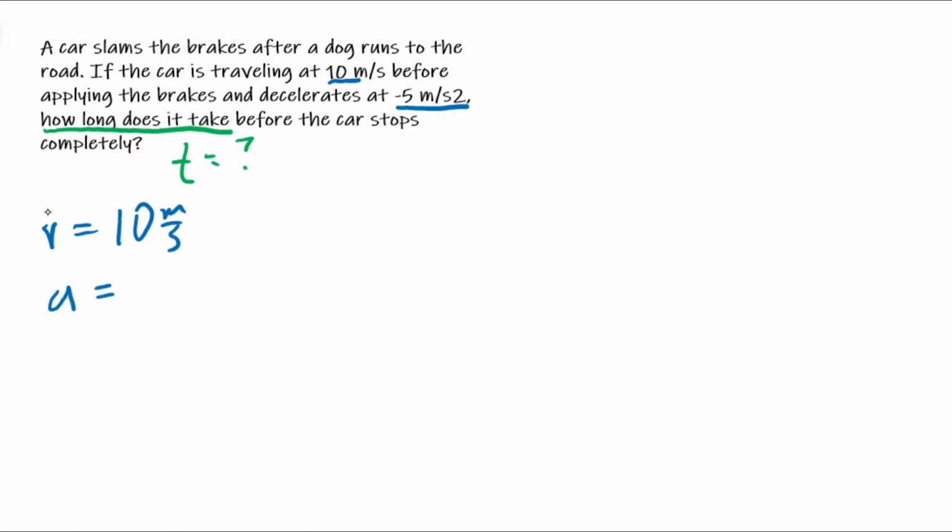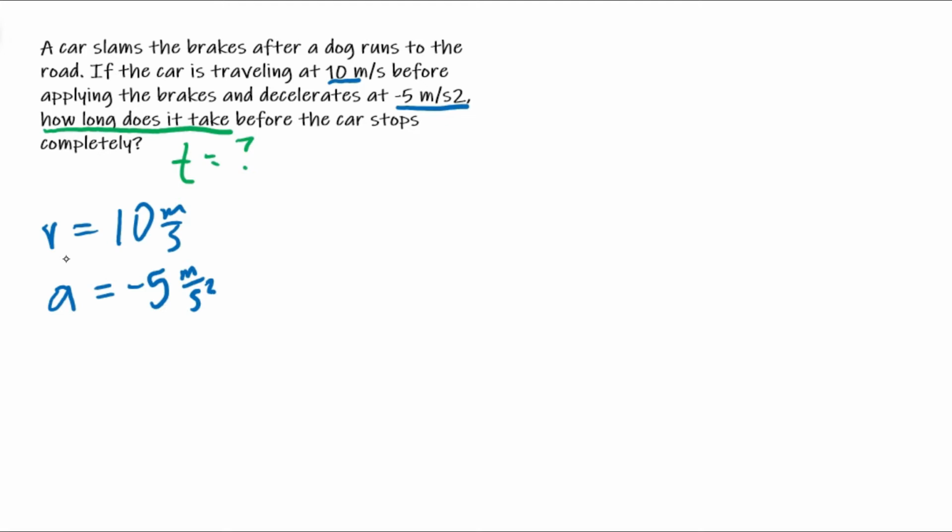We have here a unit of meters per second squared. That tells me it's some type of acceleration. So I'm going to go ahead and write that as our acceleration here. And read a little more closely for any other values. If the car is traveling at 10 meters per second before applying the brakes, so the brakes are -5 meters per second squared. How long does it take before the car stops completely?